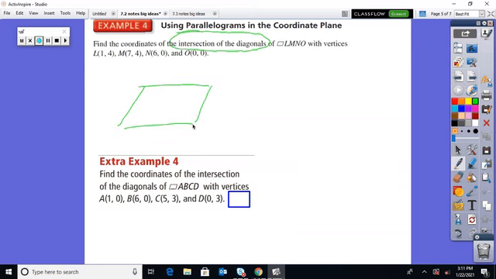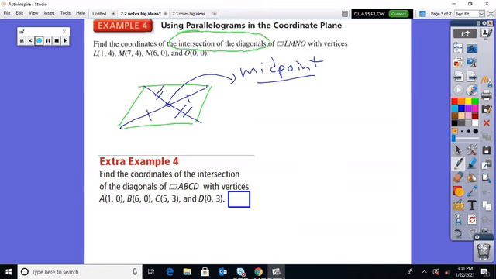The diagonals, of course, are the lines going from corner to corner. And where they meet, since the theorem told us that they bisect each other, that is going to be the midpoint. And so all you have to do is find the midpoint of one of the diagonals.